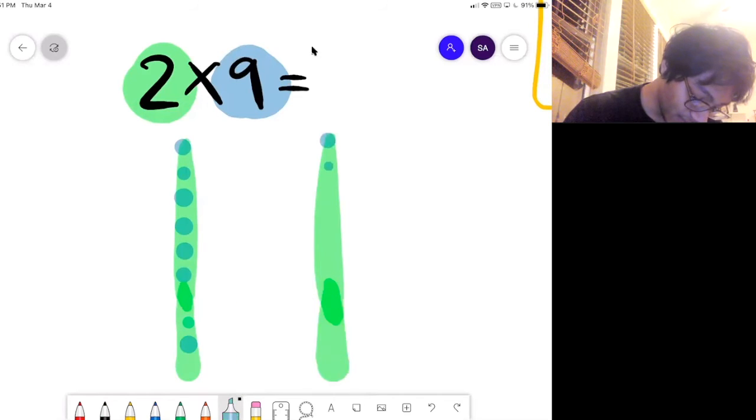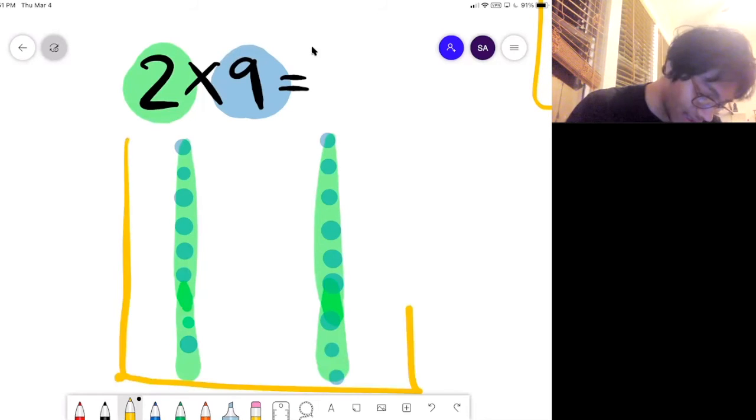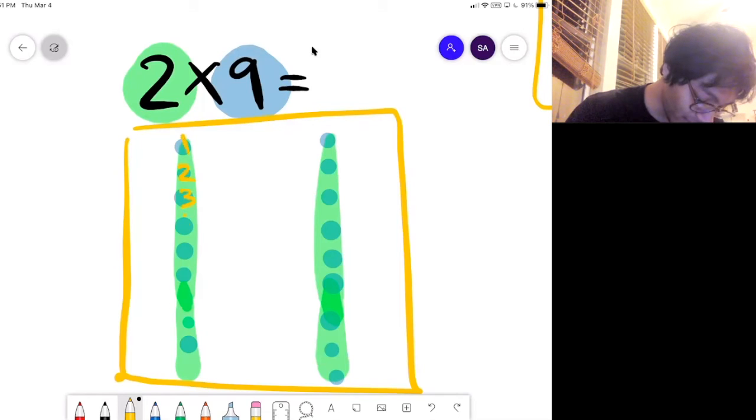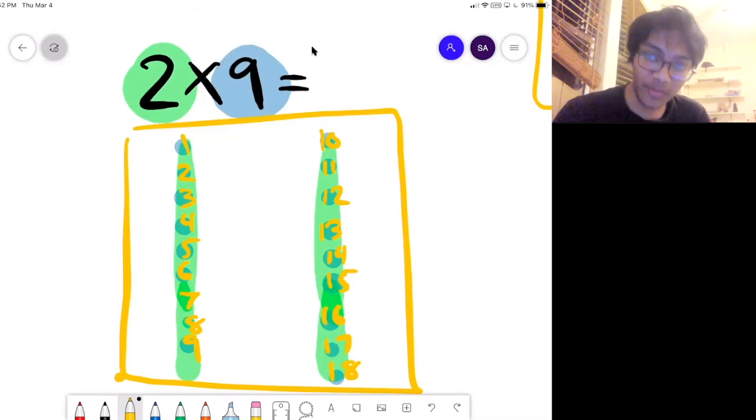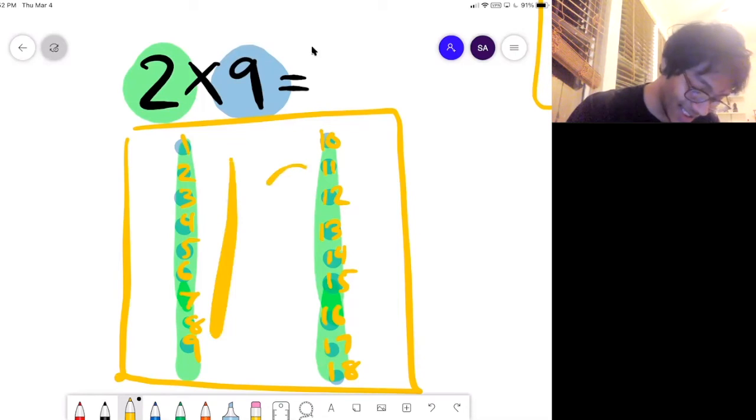1, 2, 3, 4, 5, 6, 7, 8, 9. Now we gotta count up how many dots in the whole shebang. We have 1, 2, 3, 4, 5, 6, 7, 8, 9, 10, 11, 12, 13, 14, 15, 16, 17, 18. So how many dots in the whole shebang? We have 18 dots. So 2 times 9 is just 18.